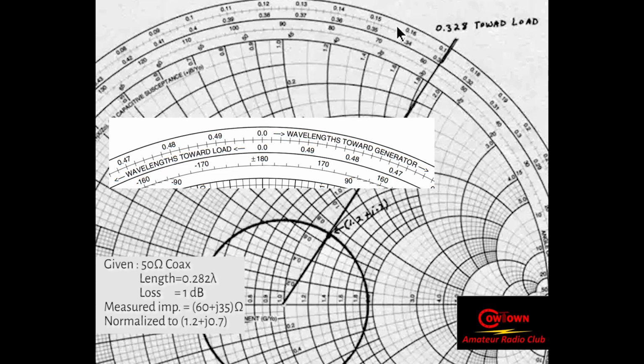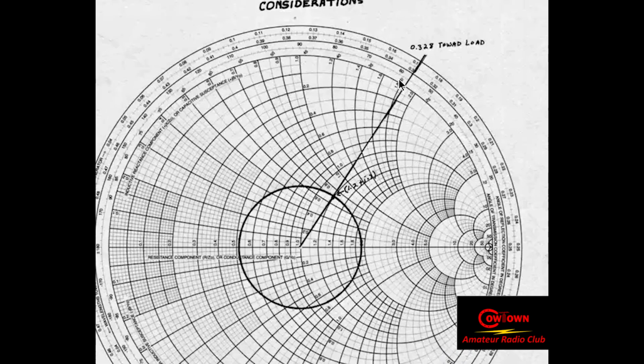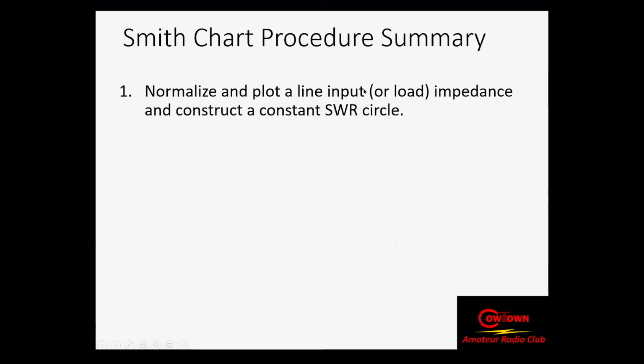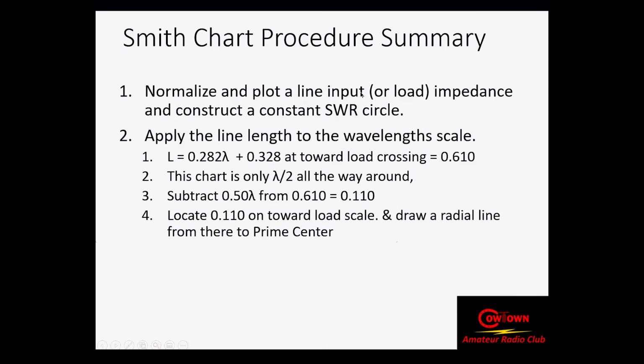The circles represent phase shift from 0, and there's two of these circles. One is going towards the load, which is the antenna. The other one is going towards the generator, which is the transmitter. Okay, so we now need to apply the line length to the wavelength scale.